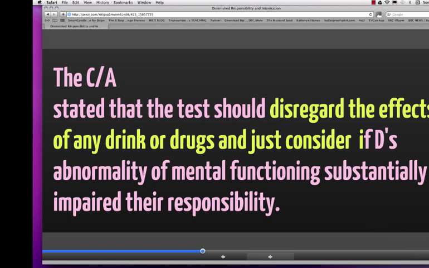Now, the Court of Appeal stated that the test should disregard the effects of any drink or drugs and only consider if the defendant's abnormality of mental functioning substantially impaired his or her responsibility. Okay, pause and look at that very carefully as you write it down. So you're to disregard the effects of any drink or drugs. This would be an instruction to the jury. Disregard the effects of any drink or drugs and only consider if the abnormality of mental functioning substantially, and remember this means not minimal, not trivial, not total, impaired the defendant's responsibility. And it would be for one of those three things, remember.